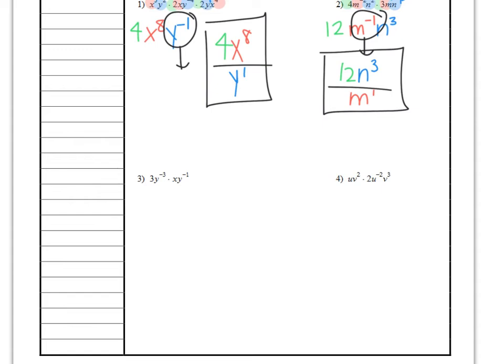So I'm going to have you try these next two problems. So pause your video, try these two problems, and then check back in for your answers.